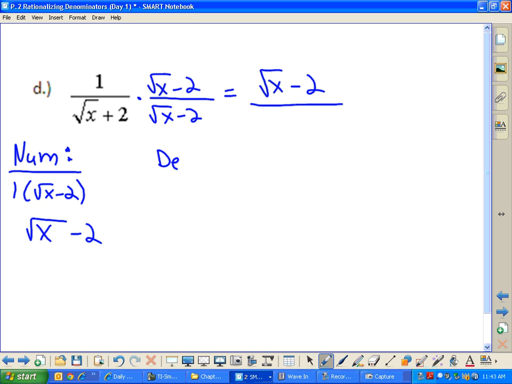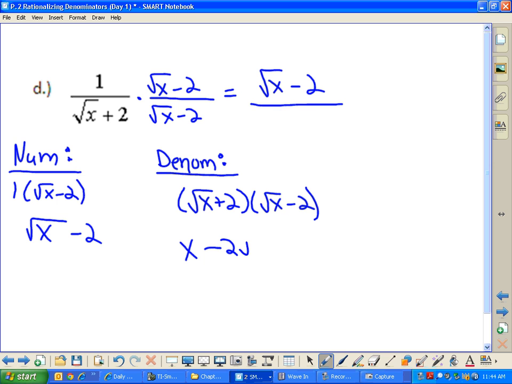In the denominator, however, we have a FOIL problem to do. We have to take the square root of x plus 2, multiply it by the square root of x minus 2. Square root of x times the square root of x, that's the square root of x squared, right? Which is just x. Minus 2 root x for your outers, plus 2 root x for your inners, minus 4. Your outers and inners cancel, and what you have left is x minus 4.